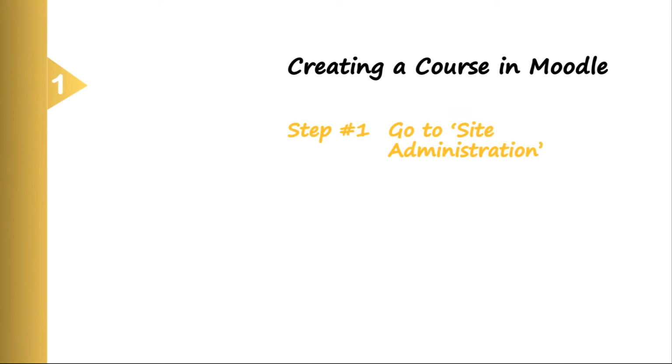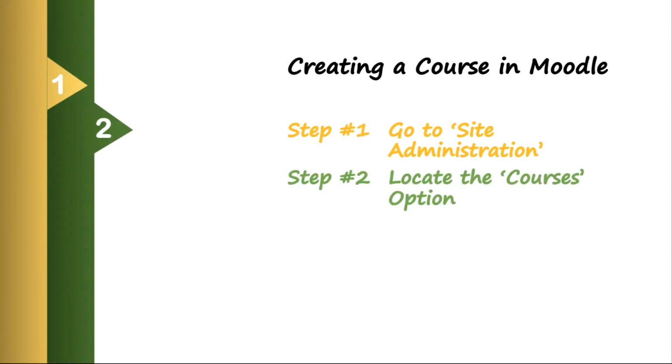In Moodle, every course belongs to a category. The first step will be to go to the site administration. Once you log in as the administrator, manager, or course creator, the options to change content, reporting, notification settings on your e-learning site lies under the site administration option. In step 2, you will locate the courses tab and you click on the courses.